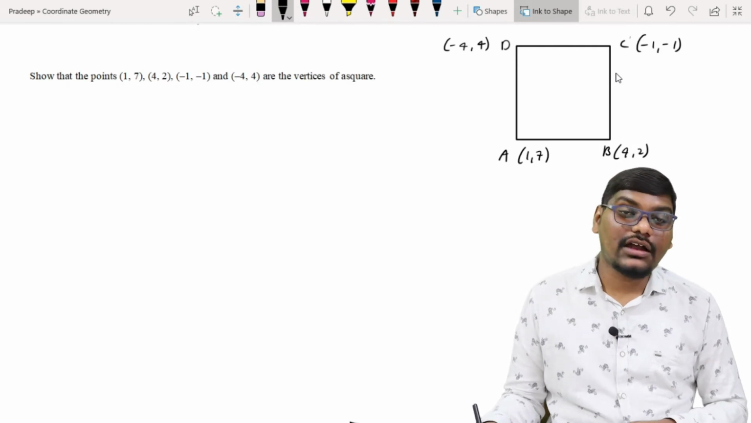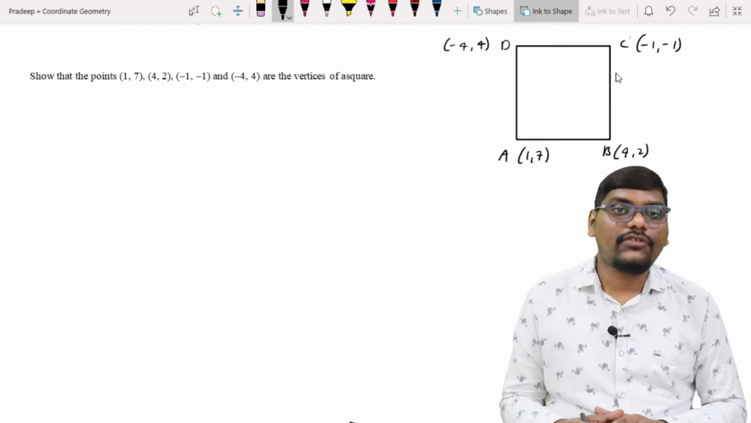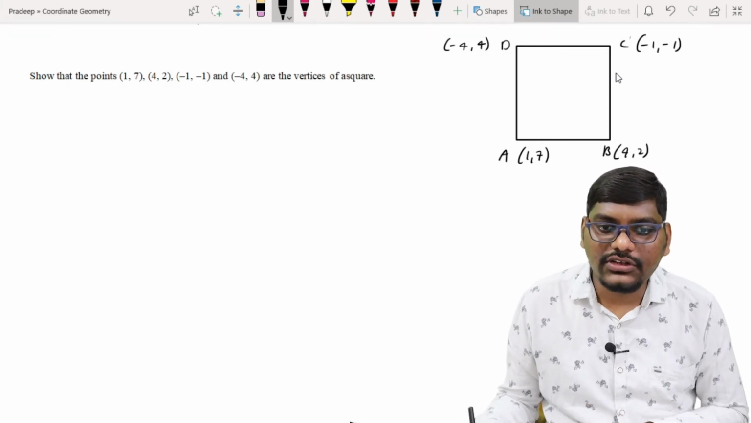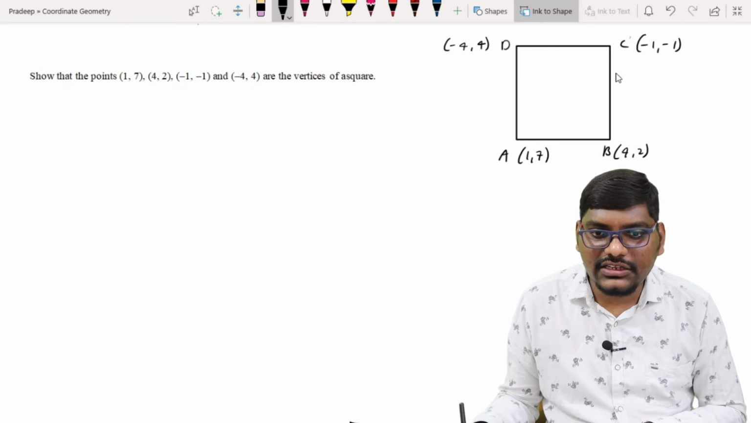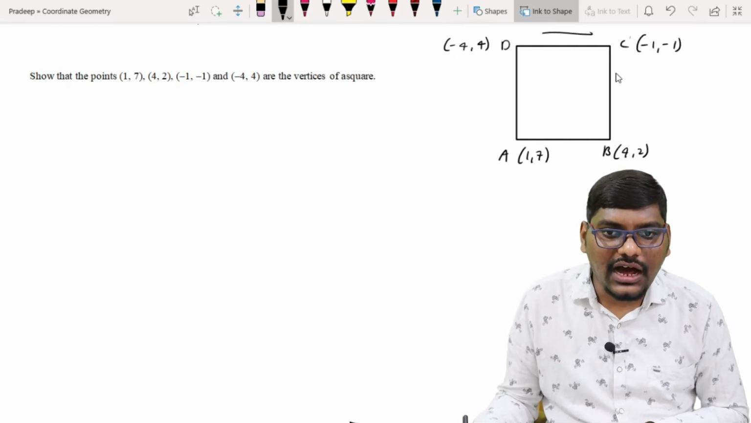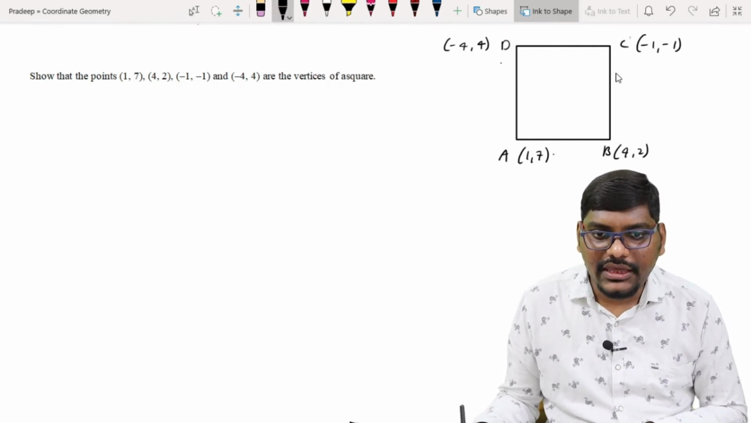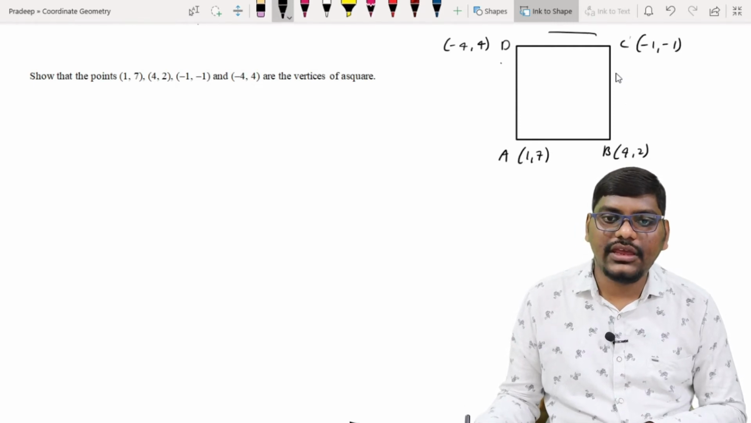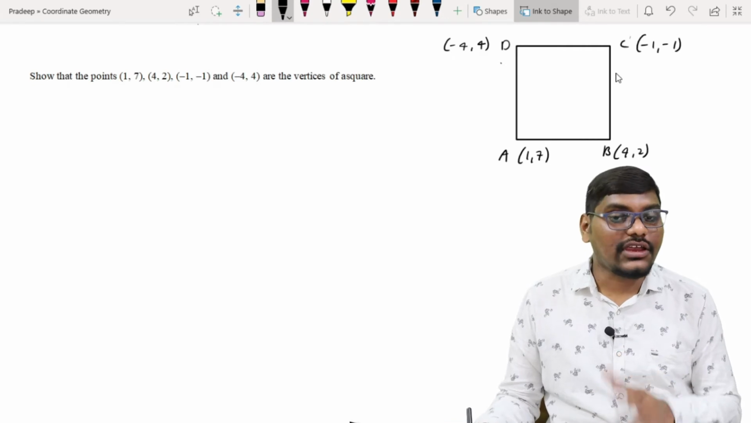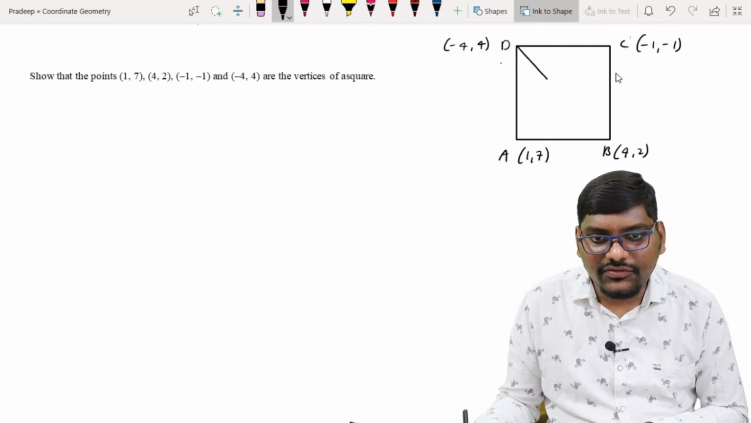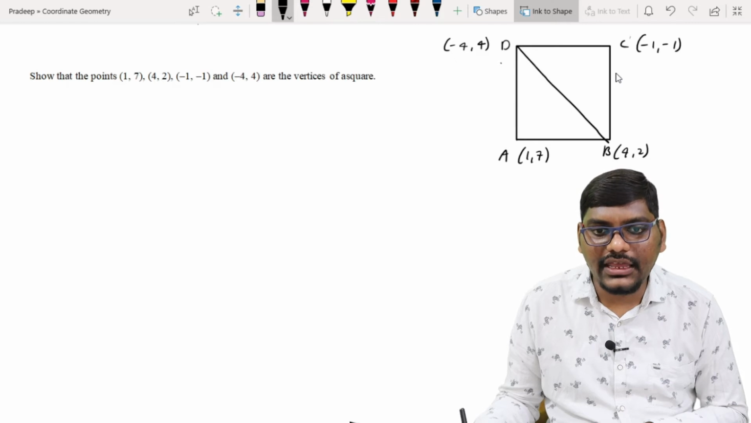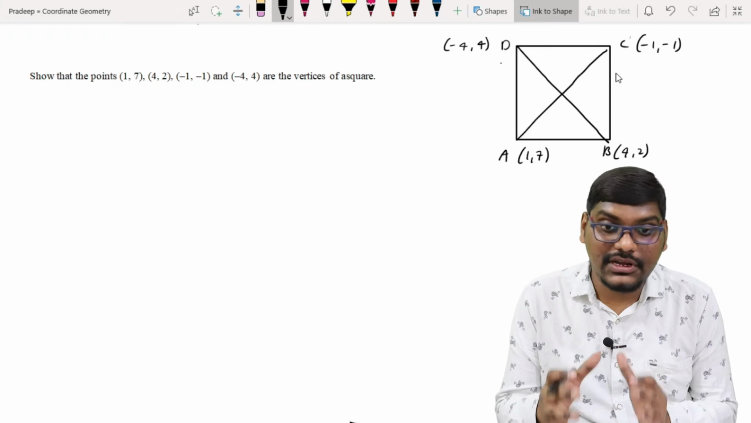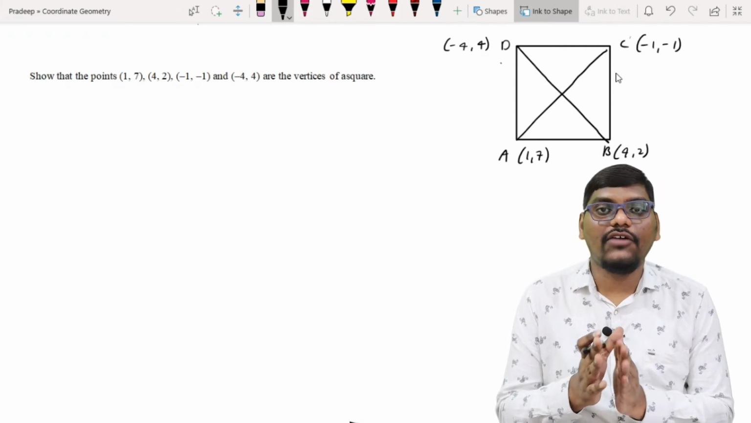Okay, so these are the points of a square they are saying, but we also have to prove whether they are the points of a square or not. To find that out, once we get the distance between all these points, we should get all the distances between AB, BC, CD, DA equal. That is the first thing. And the second thing is the diagonals, that is the distance between B and D and the distance between A and C should also be the same. Then only we can say these given points are of a square.